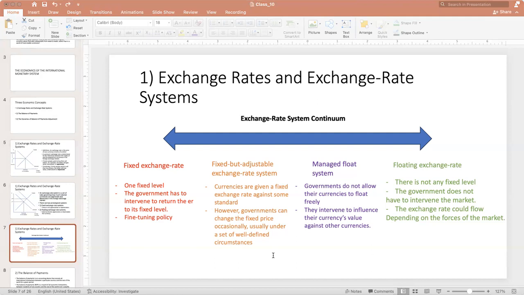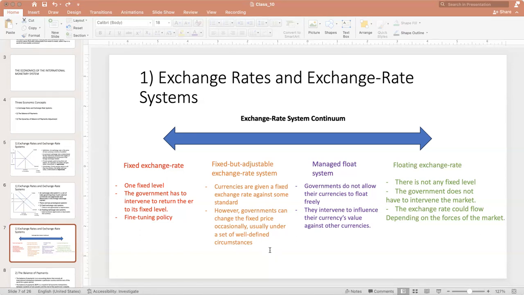The first feature is stable exchange rates. Why? Because in a fixed exchange rate system, the exchange rate between two currencies remains relatively stable and does not fluctuate freely in response to market forces. The monetary authority of a country actively intervenes in the foreign exchange market to maintain the fixed rate, as I already explained in the previous slide.